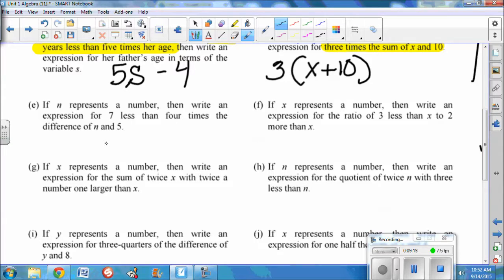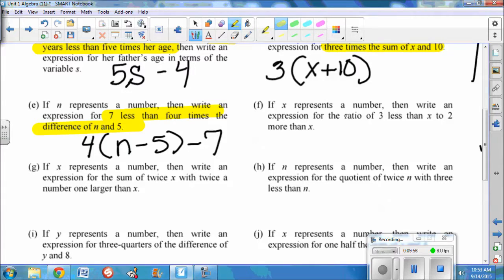If n represents a number, then write an expression for 7 less than 4 times the difference of n and 5. 7 less than, okay, 4 times the difference of n and 5. So 4 times the difference of n and 5, 7 less than. Okay.